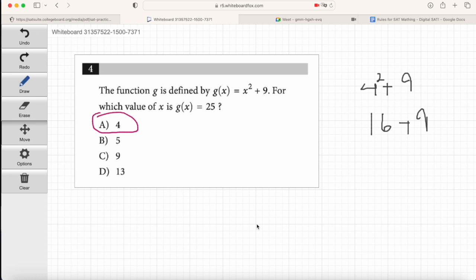Answer choice B would give us 25 plus 9, 30, 34. The others are going to be way too big. But once you understand what function notation means, it's really easy to find the right answer. Does that make some sense?